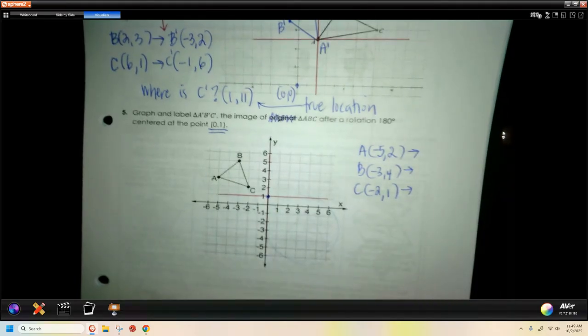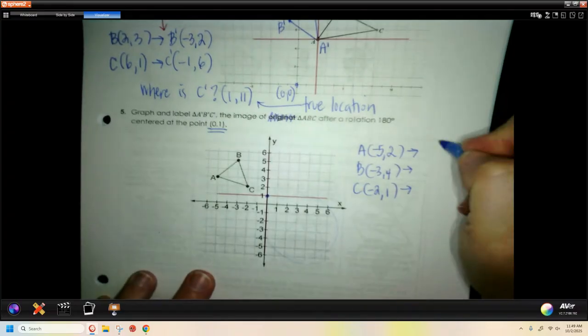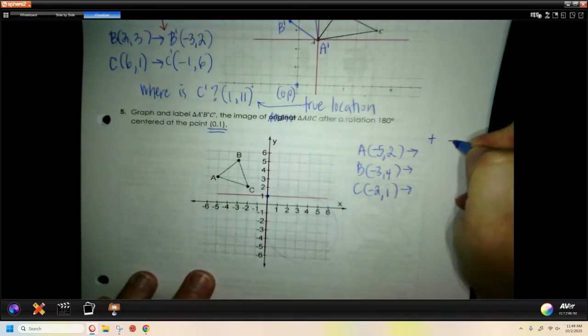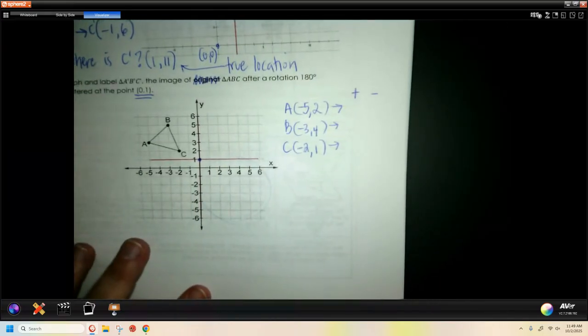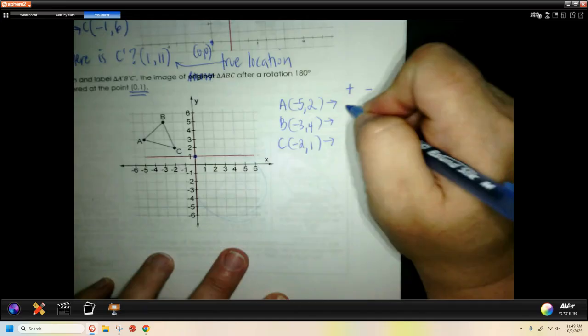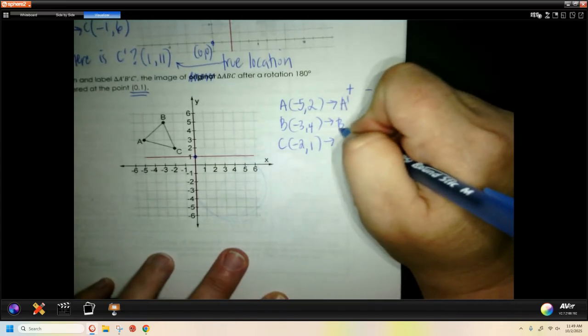Okay, so now once again, we can kind of think about, we know we want to be over here, so we know our signs are going to be positive, negative, right? Oh, sorry. Is that better? Okay, sorry about that. Sometimes I fall off the camera.